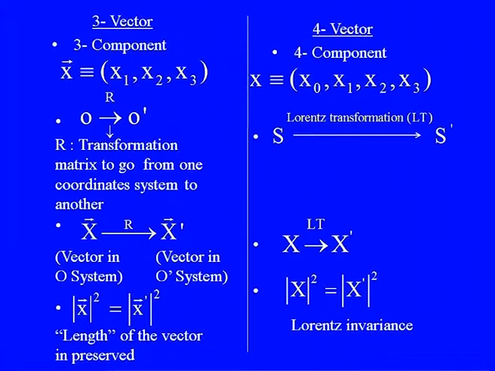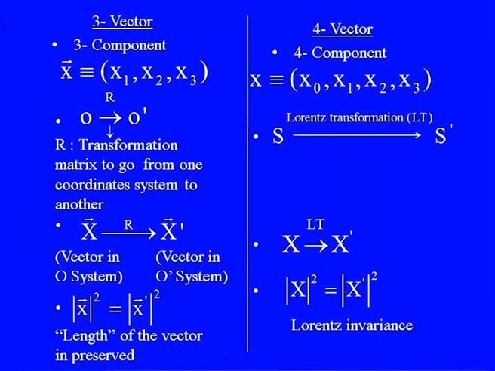Now it's the same transformation matrix which will do the transformation. The transformation matrix which is transforming coordinate system O to O prime is the same transformation matrix which will transform X to X prime. So that is a vector. And not only that, the length of this vector in the O system and the length of the vector in the O prime system will be preserved.